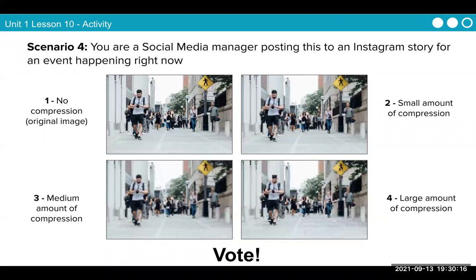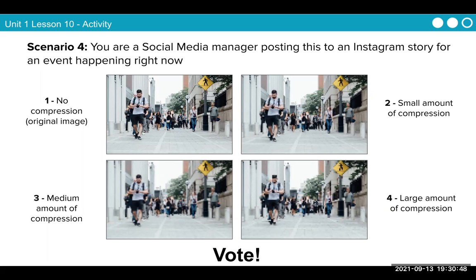Scenario 4, you're a social media manager posting this to an Instagram story for an event happening right now. Which way would you go? Let's say it's a flash mob, right? Saying, get down here, come to the flash mob. What do you think? Is it no compression, small amount, medium, large amount? Let's hear your ideas.